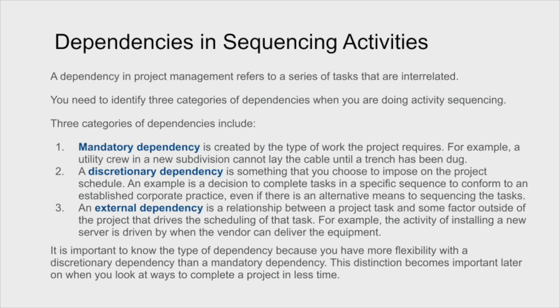Third, we have something called an external dependency. And when we think about external dependencies, this is outsiders and we're relying on them for something and we can't do our job until they do theirs. So an external dependency is formally a relationship between a project task and some factor outside of the project that drives the scheduling. For example, the activity of installing a new server is really driven by the vendor who needs to deliver the server to have it installed, right? No delivery, can't be installed. So it's important to know the type of dependency that we're really dealing with in every situation.